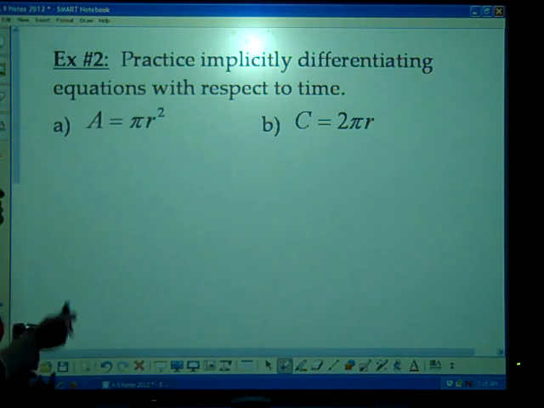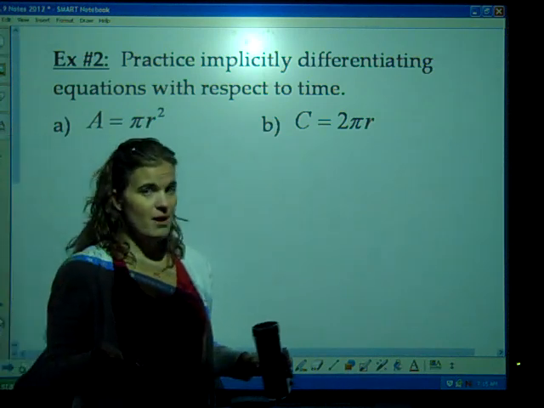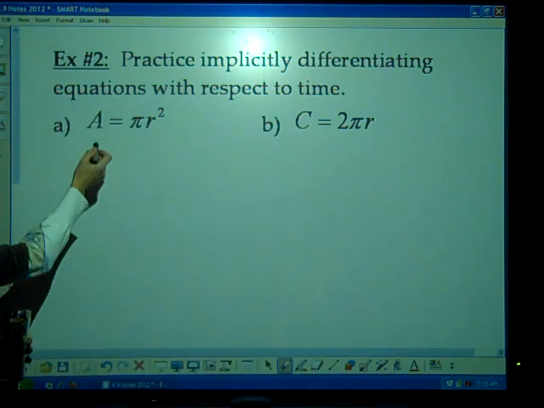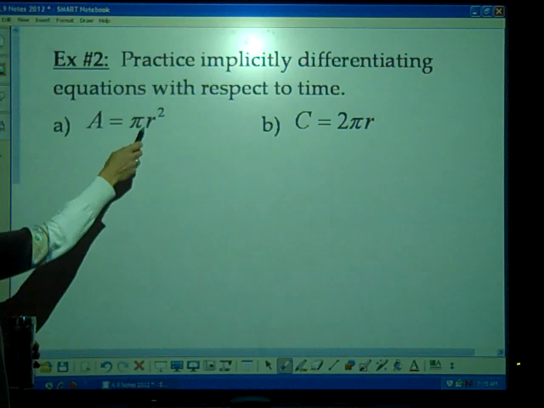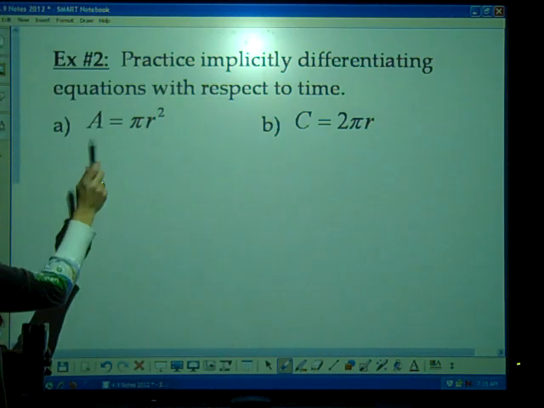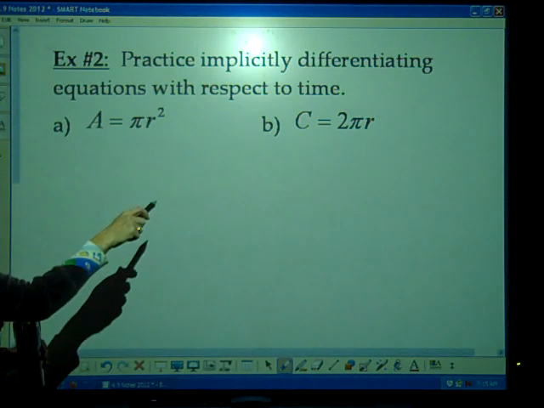Okay? So chain rule will show up in every single problem, and so you have to really be careful and watch out for chain rule. So I'm going to take the derivative of both sides of this equation with respect to time. So any variable, I'll need to say times d that variable over dt.